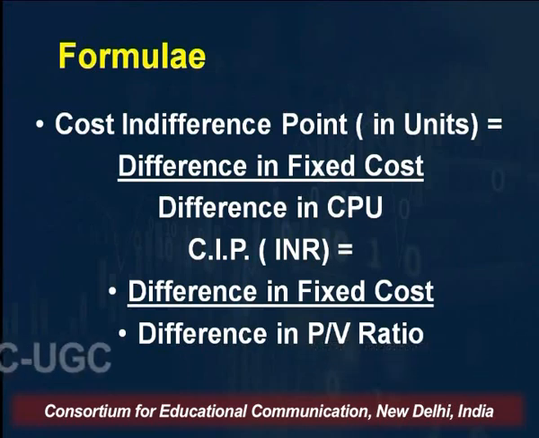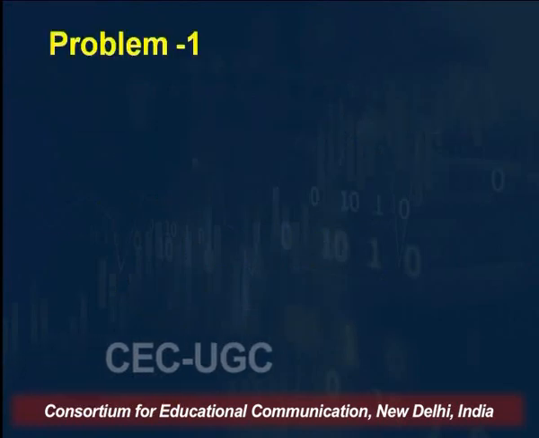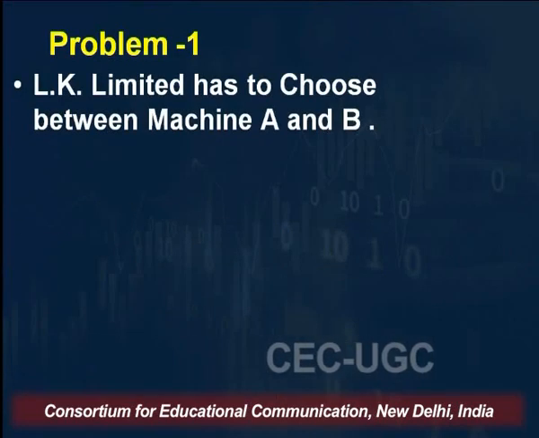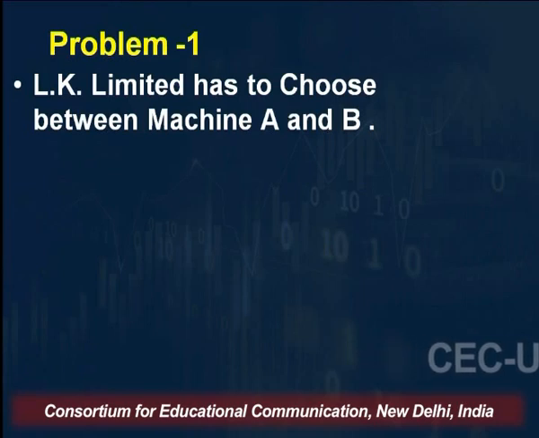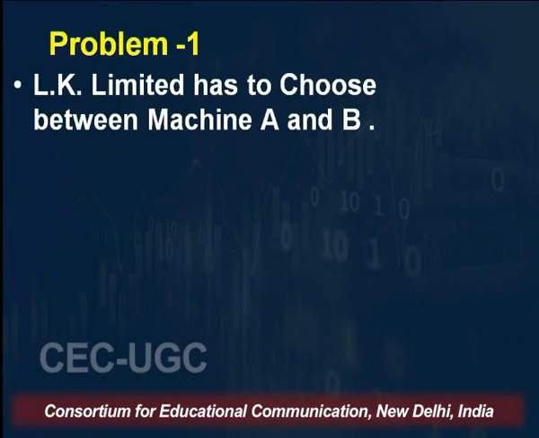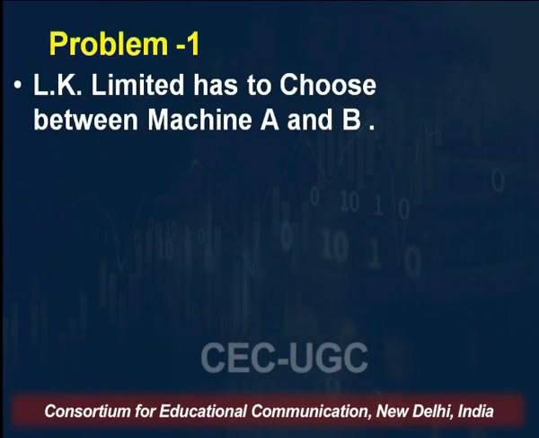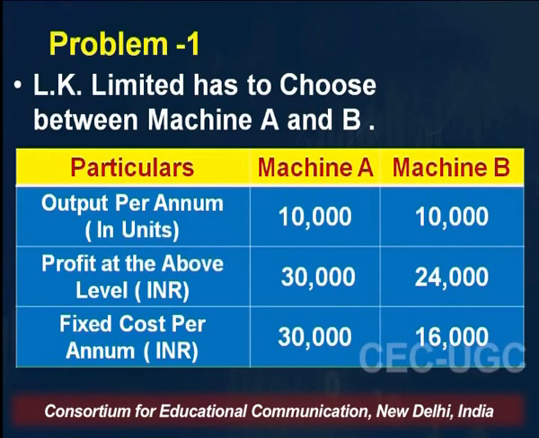Now let us practically understand with a numerical problem. Let us solve it. There is a problem in front of you. There is a company called LK Limited. This company has to choose between machine A and B. So LK Limited is giving you an option to choose from machine A and B, and with the help of this information, they are giving you further details here. Output per annum for machine A will be 10,000 and machine B will also be 10,000.